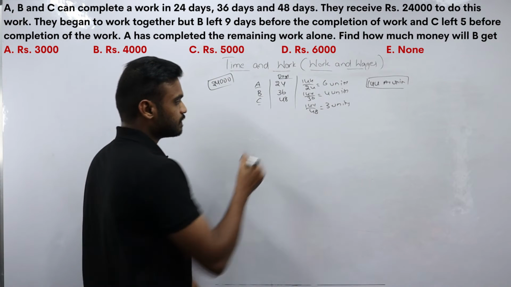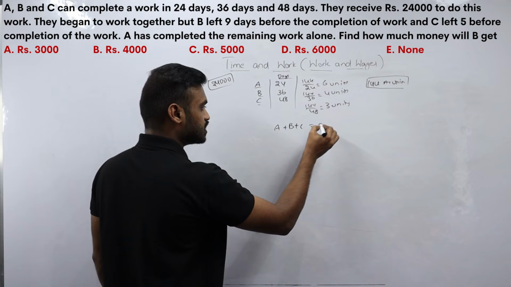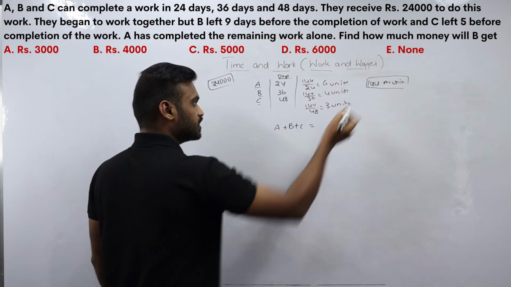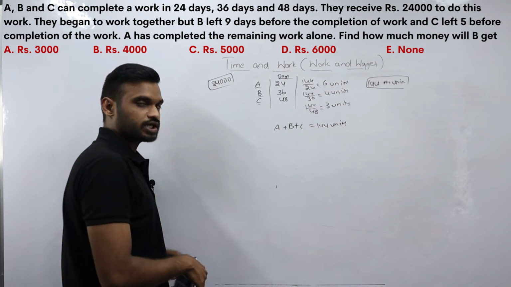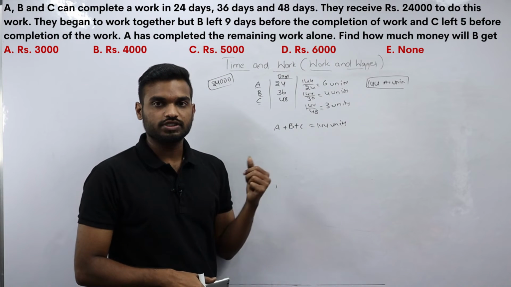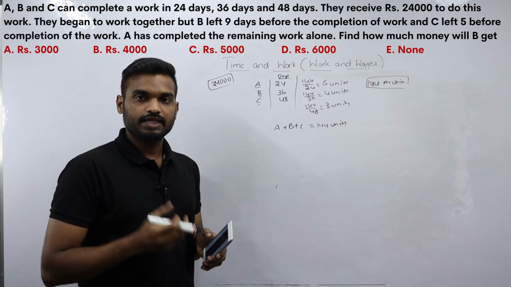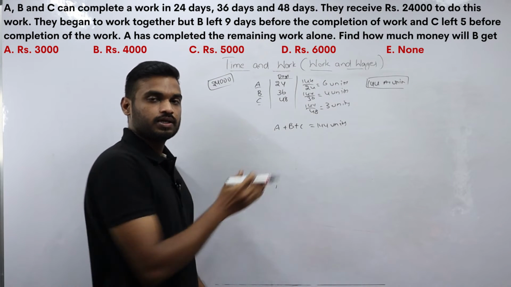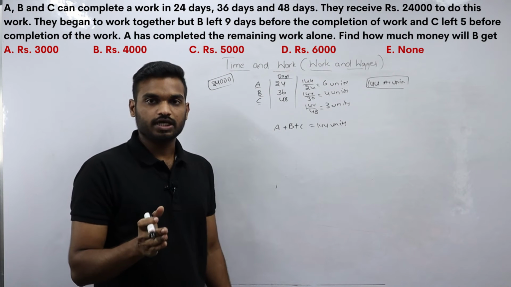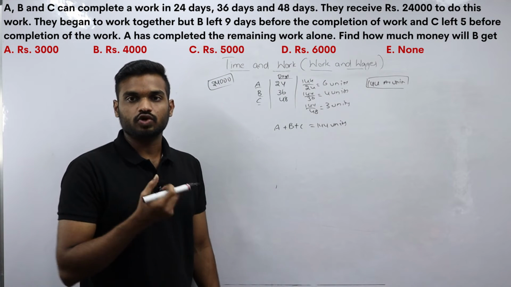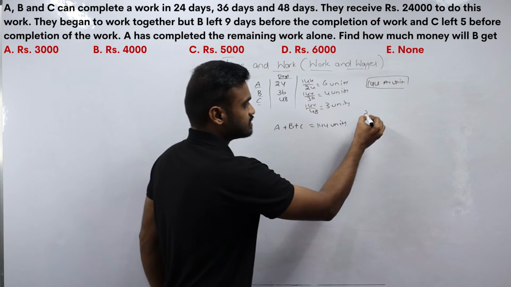They are saying that A, B and C have started working together and completed the work. So here the total amount of work done is 144 units. But we don't know individually how many days they have worked. But they are saying that B is leaving the work 9 days before the total completion of work and C is leaving the work 5 days before the completion of work. But we don't know what is the total time taken to complete the work. So let us assume total time taken as X days.